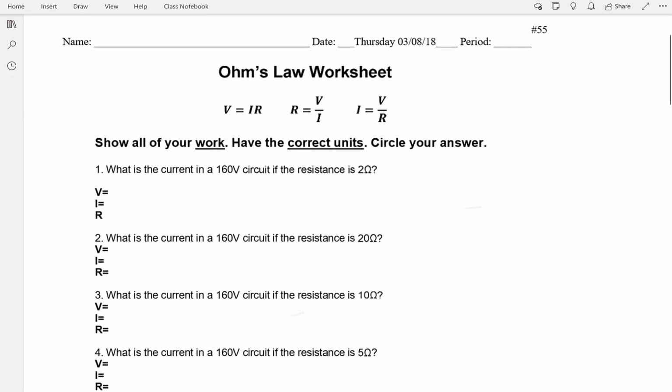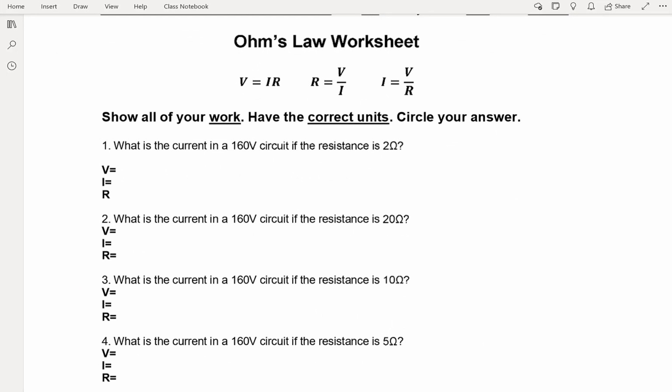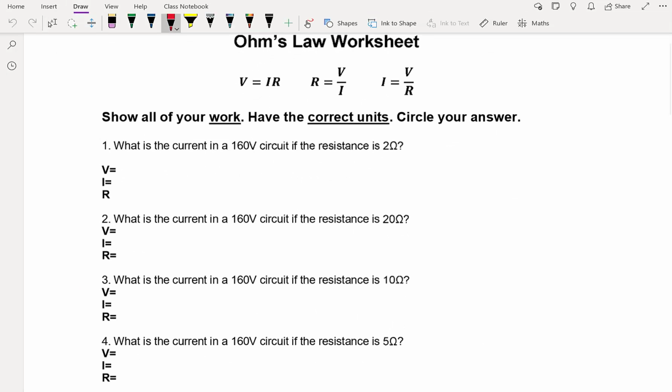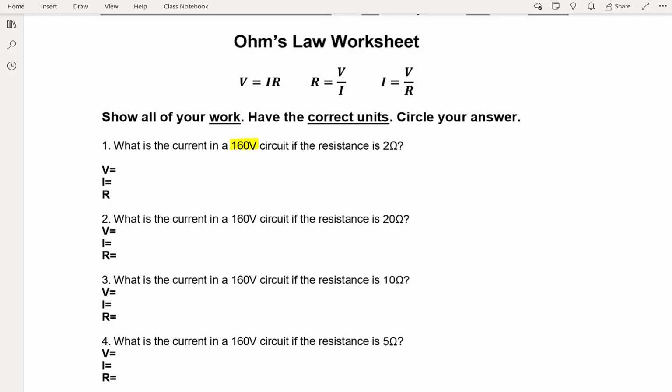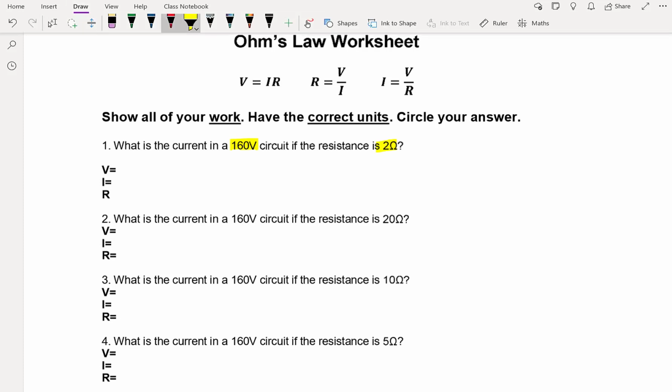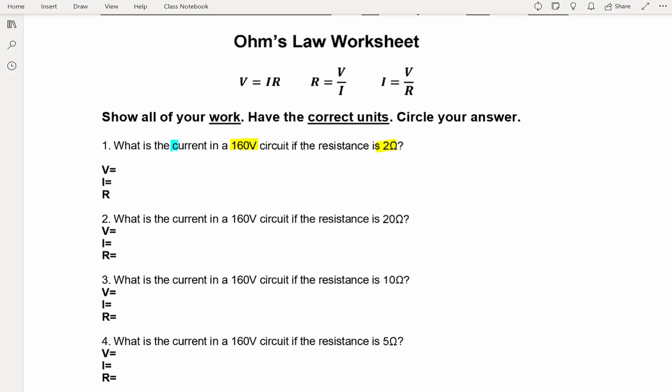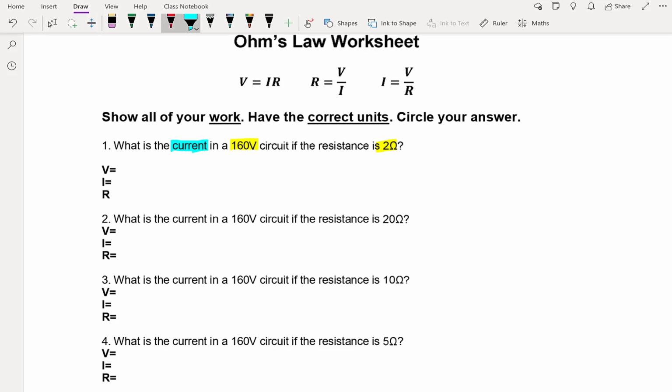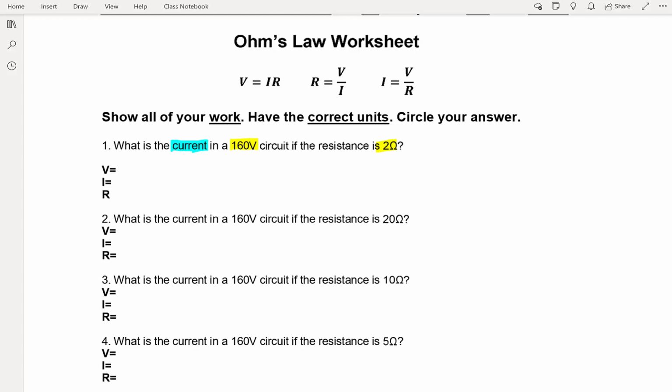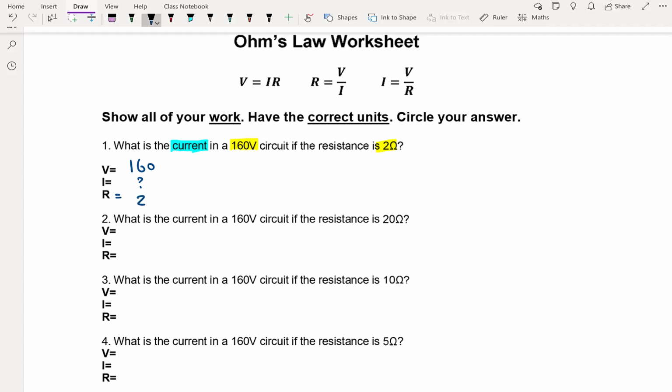So we have an Ohm's law worksheet here for you to do some practice. Let's read the question. Numbers 1 and 2. What is the current in a 160 volt circuit if the resistance is 2 ohms? So we want to look for current when we know the voltage and the resistance. After you read the question, you should know voltage is how big? Voltage is 160. And current is how much? We don't know current. And R is 2 ohms. So we want to know I.